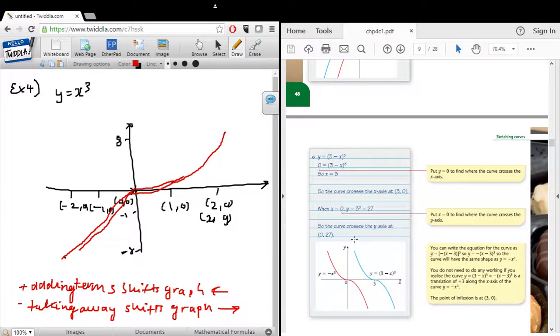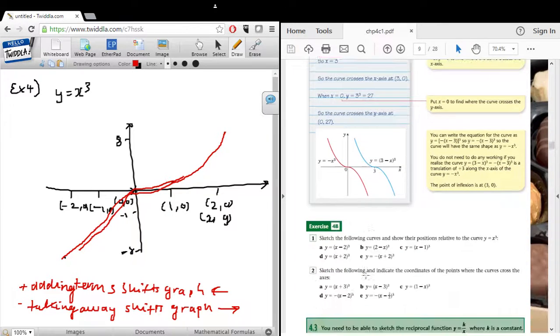And then again, likewise, you can see here, you've got 3 minus x cubed, okay, and you can see that it's been shifted to the right.